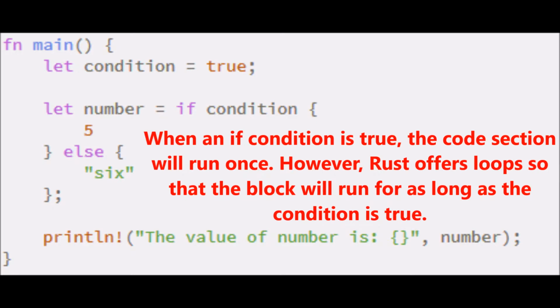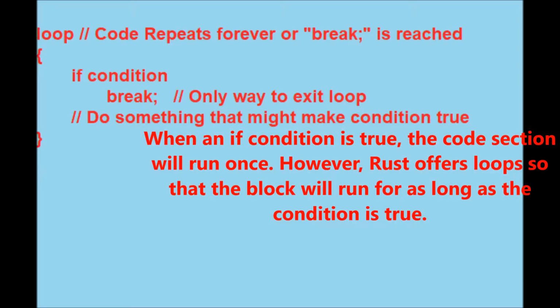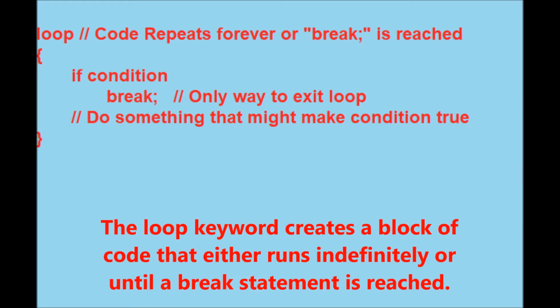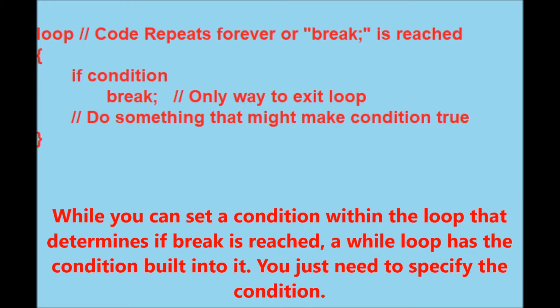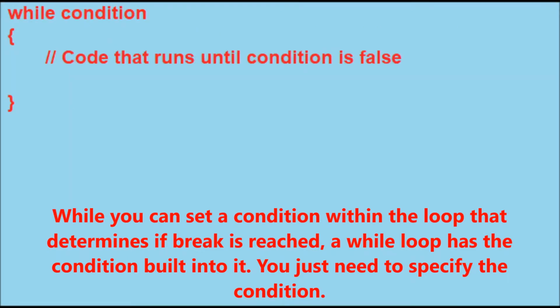When an if condition is true, the code section will run once. However, Rust offers loops so that the block will run for as long as the condition is true. The loop keyword creates a block of code that either runs indefinitely or until a break statement is reached. While you can set a condition within the loop that determines if break is reached, a while loop has a condition built into it. You just need to specify the condition.